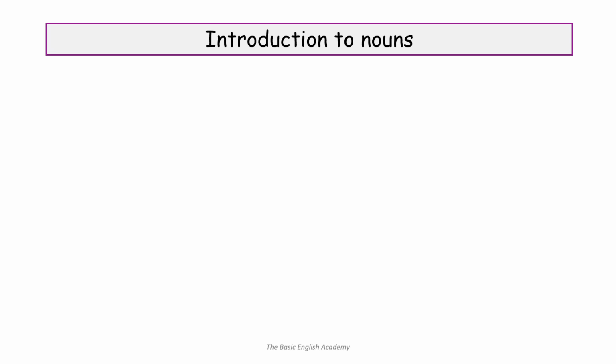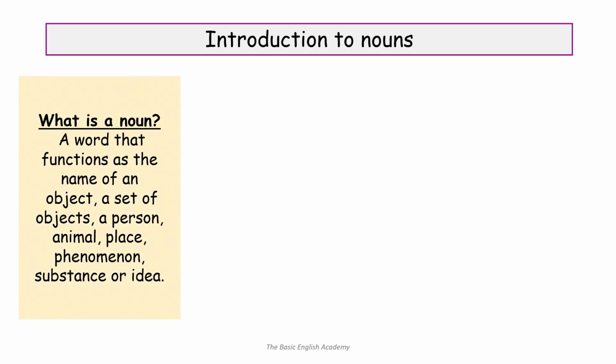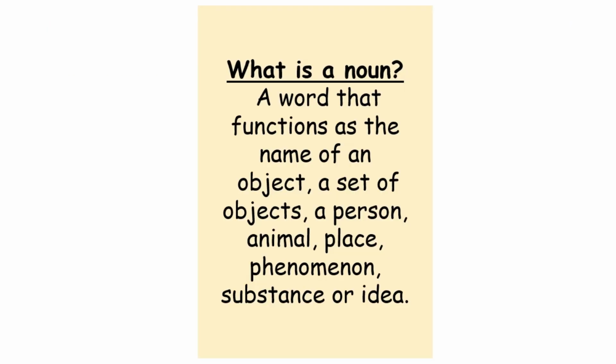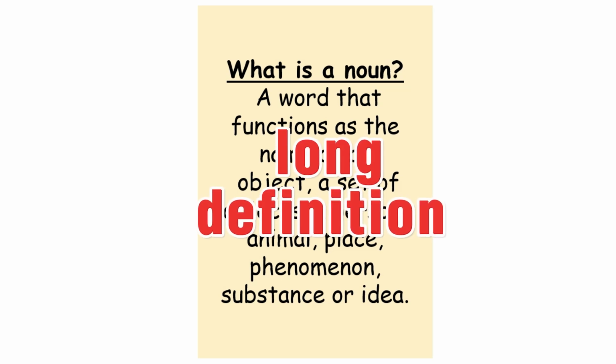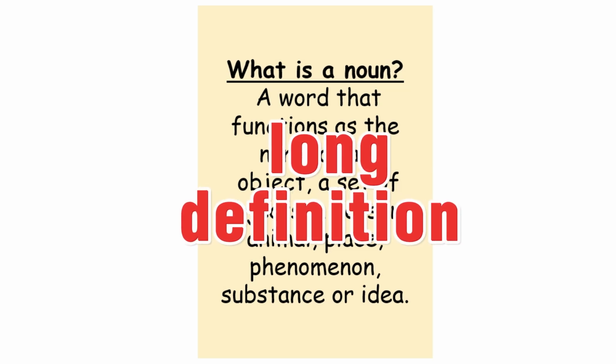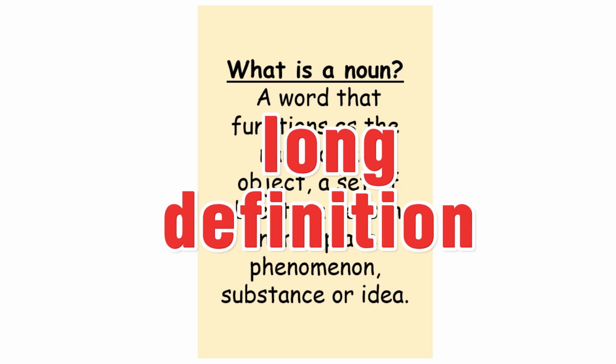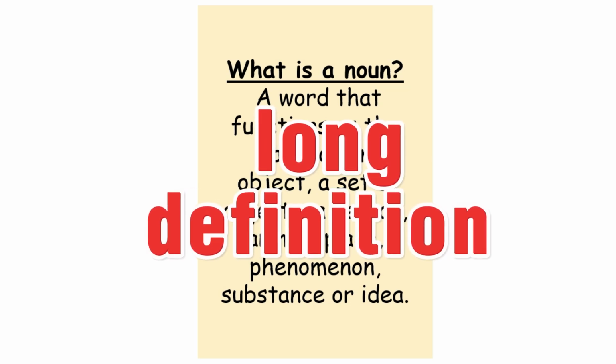The first thing we should be asking ourselves is, what is a noun? A noun is a word that functions as the name of an object, a set of objects, a person, animal, place, phenomenon, substance, or idea. This is quite a lengthy definition, so to make it a bit understandable, let's look at a few examples of nouns according to this definition.